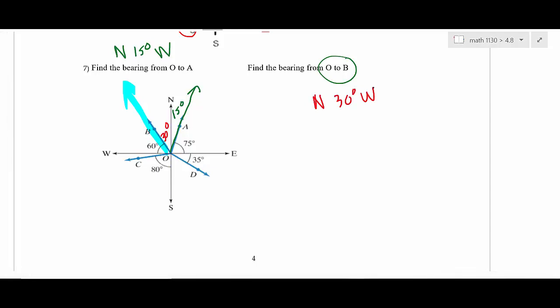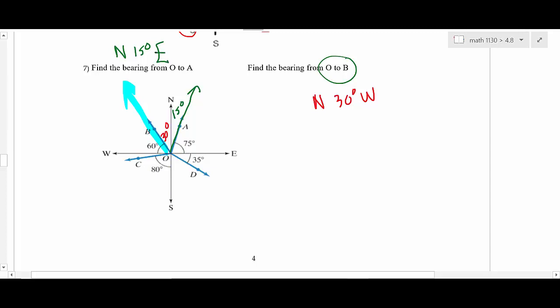I'm confused. Why is it north 15 west? What's that? Why is it north 15 west instead of east? Are you talking about the one I just did? No, A. There's O to A. Oh, that would be east. Okay, yeah, thank you. Because you're veering to the east. I apologize. So that would be that bearing like that.